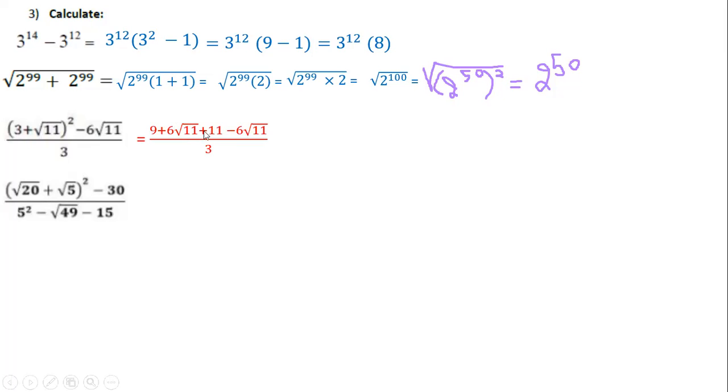9 plus 6 radical 11 plus 11 minus 6 radical 11 over 3. Now 6 radical 11 minus 6 radical 11 cancel each other because they are opposite. 9 plus 11 is 20, so the answer is 20 over 3. This is the answer. It is an irreducible fraction.